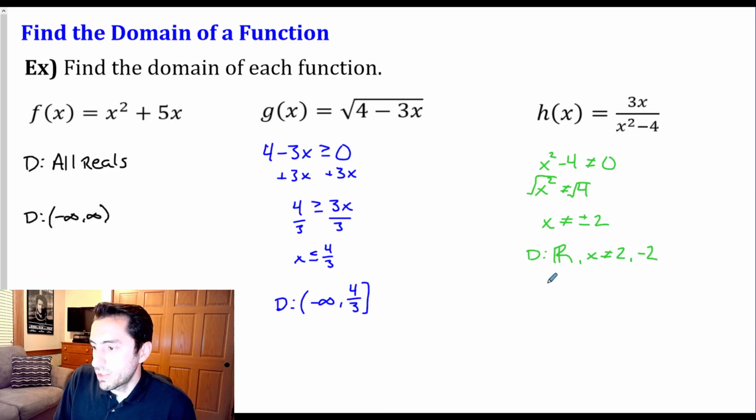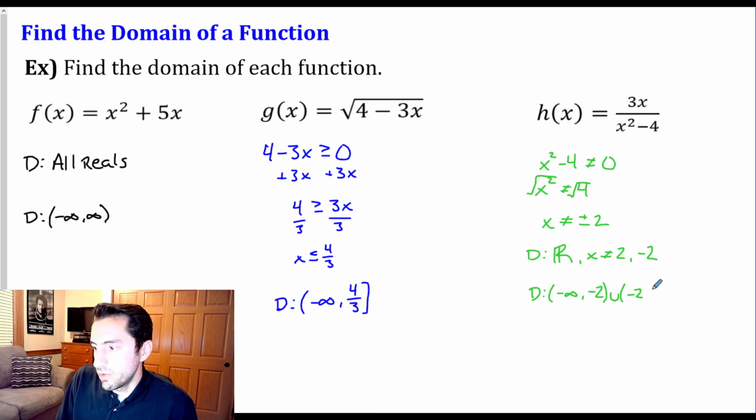Now the other way I can express this, if I wanted to use interval notation, so I just have everything except these two numbers. So we can go all the way from negative infinity all the way up to negative 2, where we have to stop. We don't want negative 2, so I'll use a parentheses. And then we're going to pick right back up on the other side.